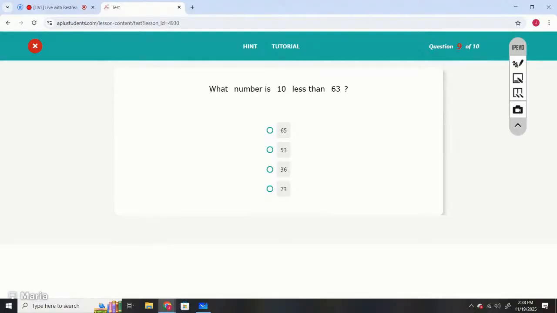What number is 10 less than 63? So 6 is the digit that is at the tens position, right? So 1 less than 6 is 5. The answer is 53. Option number 2 is the correct option.